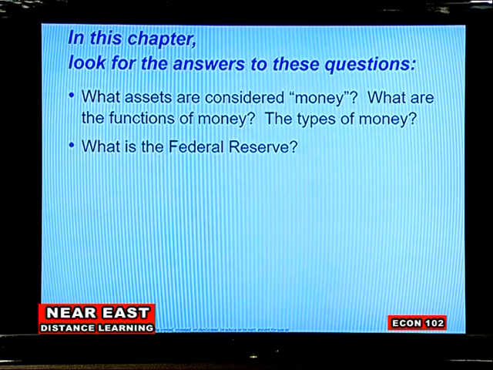Then what is the central bank, or alternatively the Federal Reserve? It depends on the nomenclature. Some countries call it the central bank, while other countries call it the Federal Reserve. So the two, we're going to use them interchangeably, and I expect not to cause any confusion among the students.